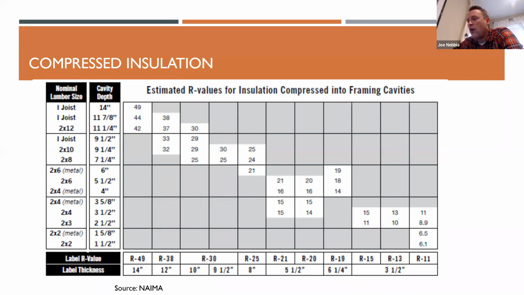If I put an R19 batt, so we go over to the column for R19 and find that 2x6 framing, I may only be getting an R18 actual insulation out of that batt, because for the most part, R19 batts are 6 1/4 to 6 3/4 inches thick. And the reason for that is they were actually designed as an attic insulation. They're not really meant for walls. And it started being put into walls because that was what was available.